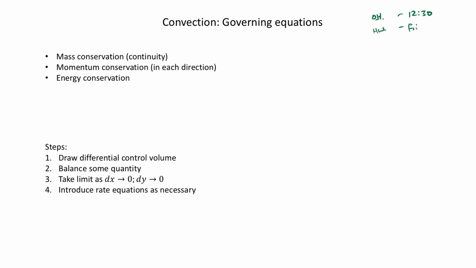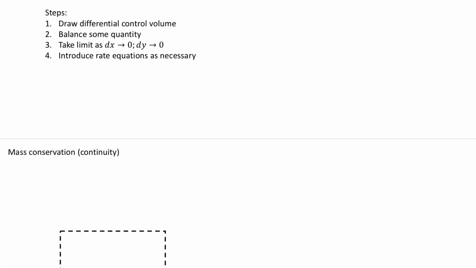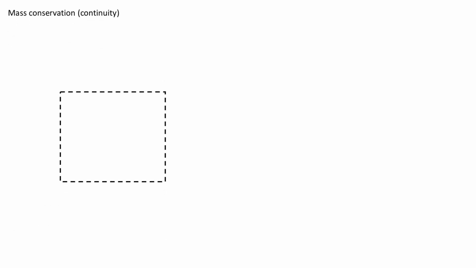The general steps that we're going to go through here are: we'll draw the differential control volume, we'll balance one of those three quantities, we'll take the limit as dx and dy go to 0, and then we'll introduce rate equations as needed to finish off the actual equations. Okay, we're going to start with mass because it's the easiest, most straightforward one, and we'll move on to continuity and momentum after that. All right, so let's start with mass.